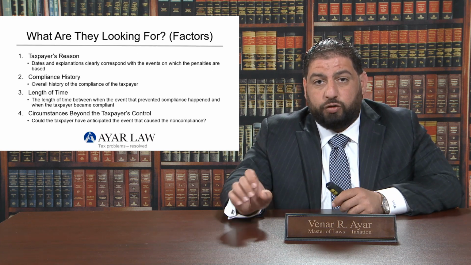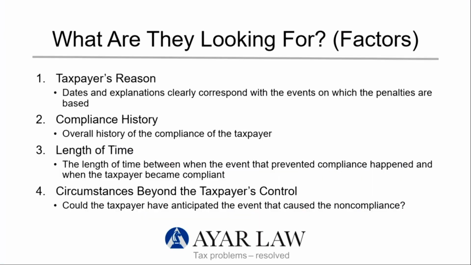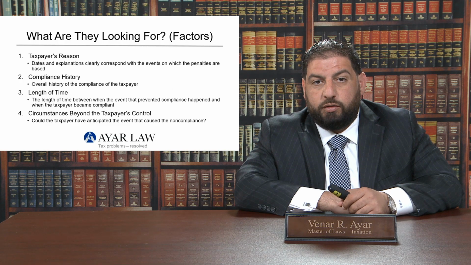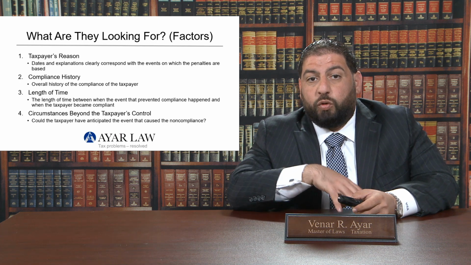Now, what are the factors? What are they actually looking for when they look at those five things? Well, they're looking at the taxpayer's reason for noncompliance. Dates and explanation clearly correspond with the events on which the penalties are based. They look at the taxpayer's compliance history, i.e. the overall history of the taxpayer, whether they have a habit of filing and paying late or whether they've always been on time, but for isolated incidents. Keep in mind that first-time penalty abatement applies only to one year.